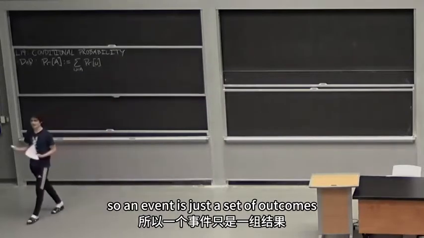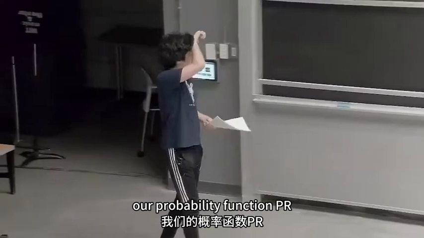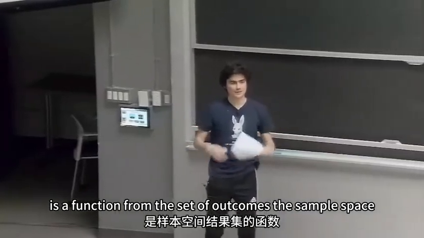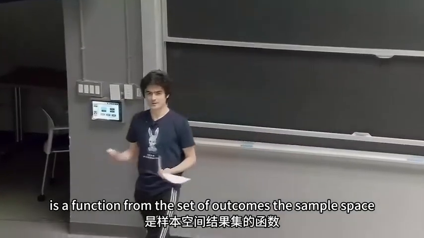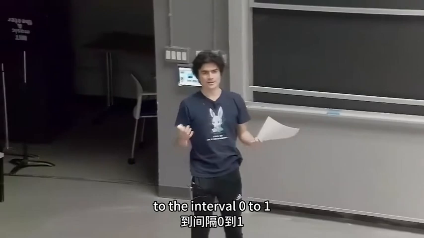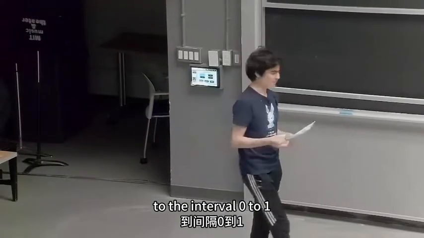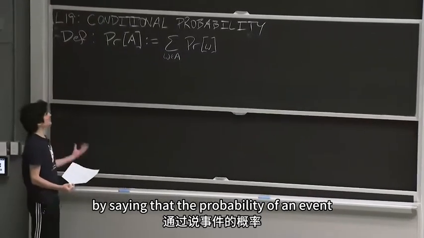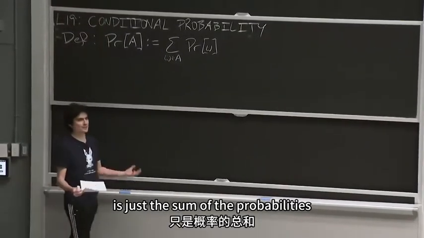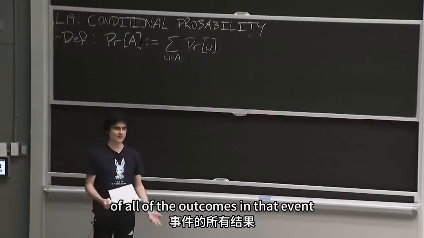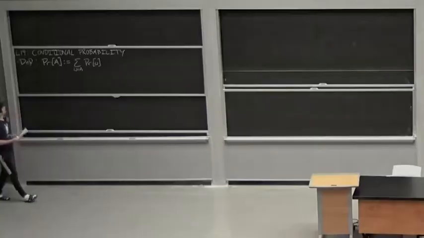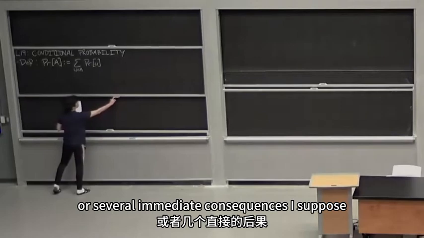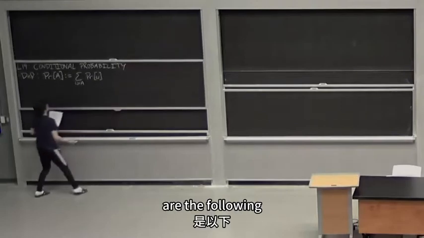So an event is just a set of outcomes. Our probability function PR is a function from the set of outcomes, the sample space, to the interval 0 to 1. And we can extend this naturally to events by saying that the probability of an event is just the sum of the probabilities of all of the outcomes in that event. Okay? So an immediate consequence of this definition, or several immediate consequences, I suppose, are the following.